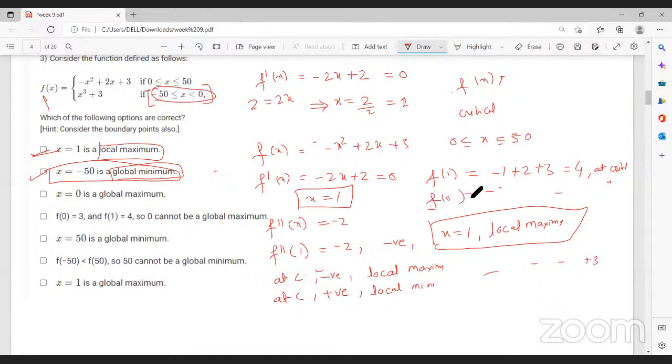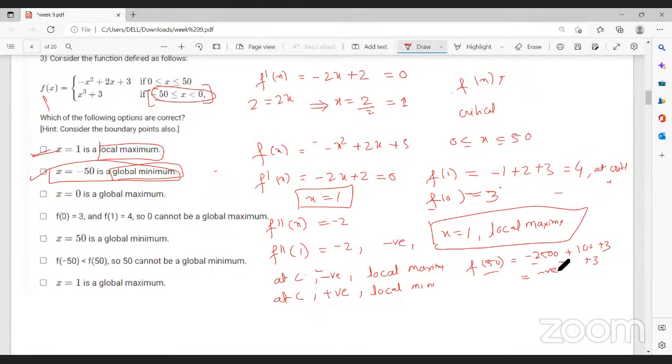f of 0 is 3. Now just calculate f of 50 here. It is minus 2500 plus 100 plus 3, so it will be a negative number, around minus 2400, a negative value. So which one is maximum: 4, 3, or this negative number?